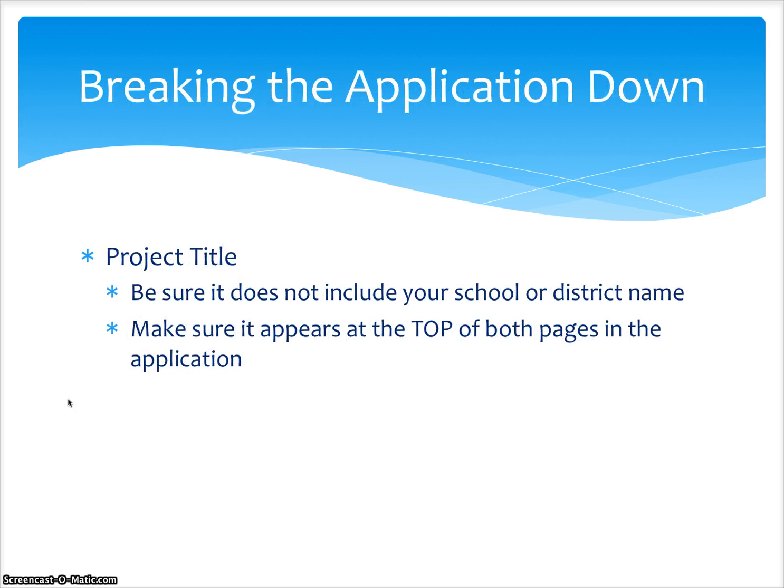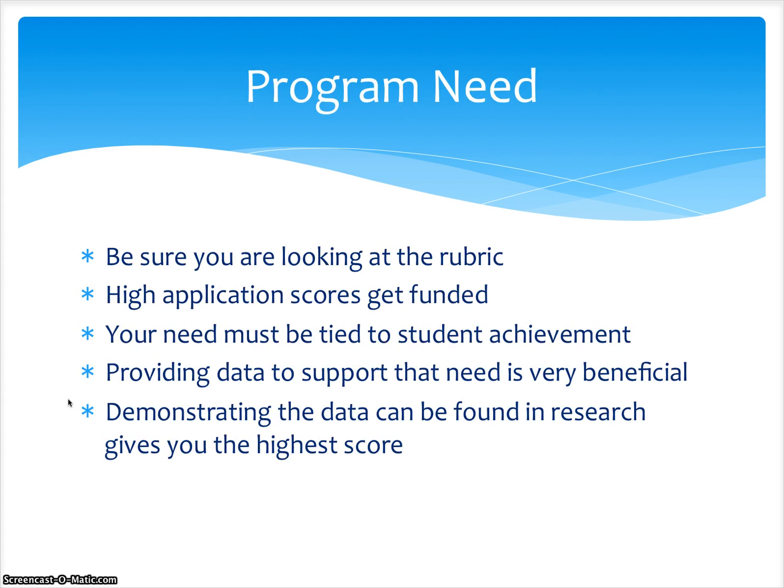So let's break the application down a little bit and talk about the project title. It's important when you're completing the project title to make sure you do not include your school or district name in the title, because that title is going to show up on every page of the application, and we want to make sure that we're giving no hint to the evaluators as to which district or which school is applying, or even which individual. So nothing in your project title should give away the entity or the name of the person providing or applying. Let's look at program need.